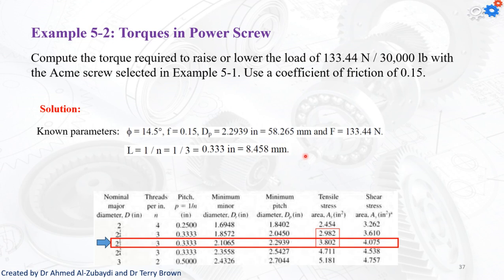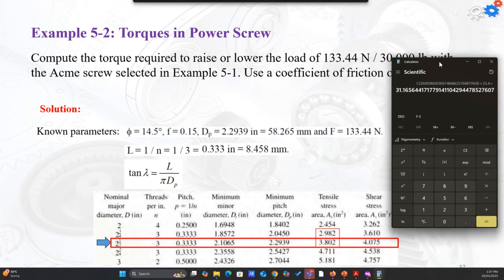8.458 millimeters. And then I can calculate the lambda, because the tangent of the lambda is going to be equal to L divided by pi dP. Now, the L is 8.45. Okay, let's get the calculator.